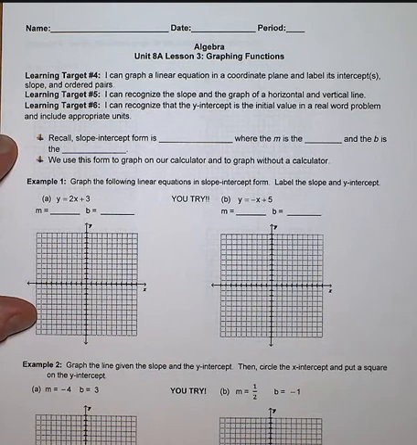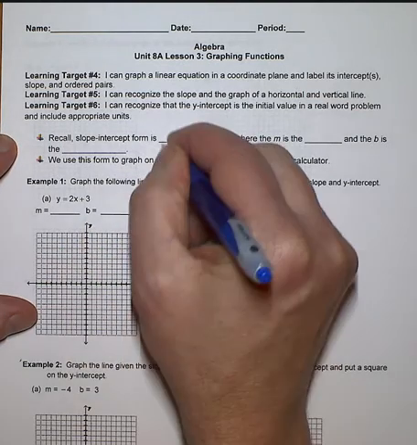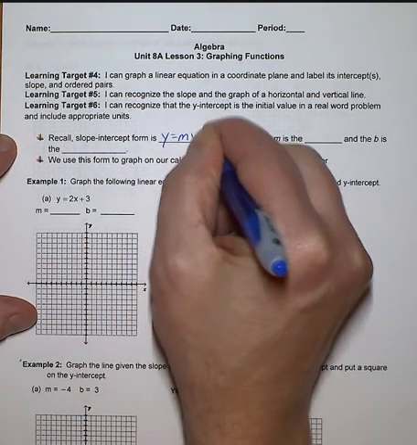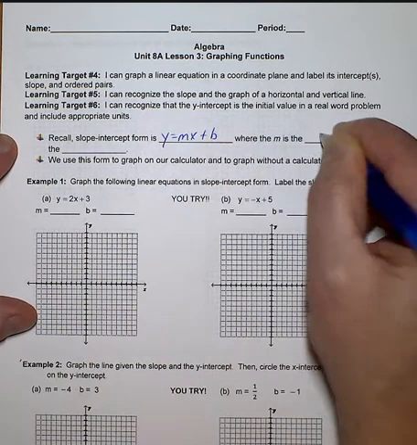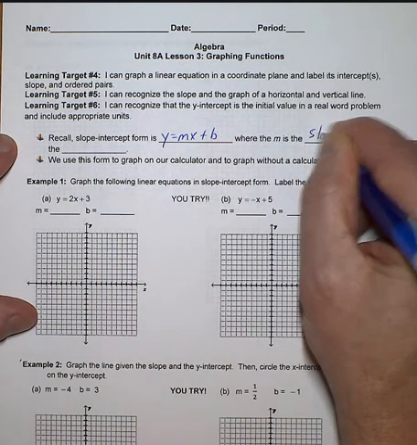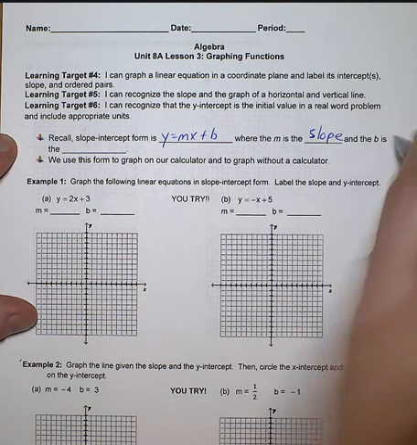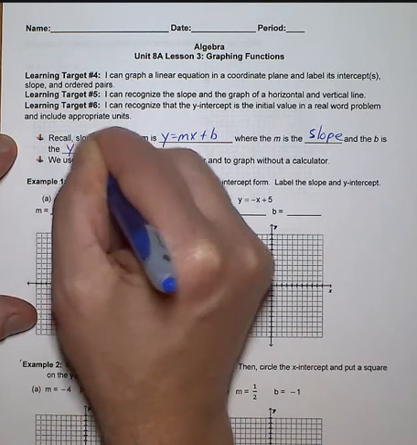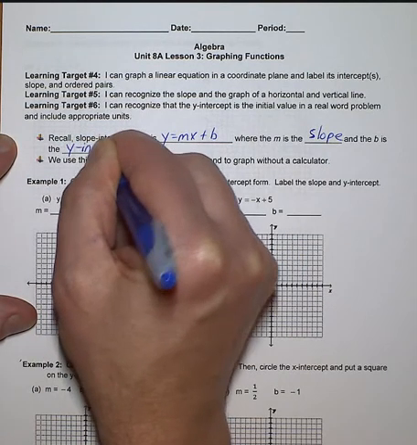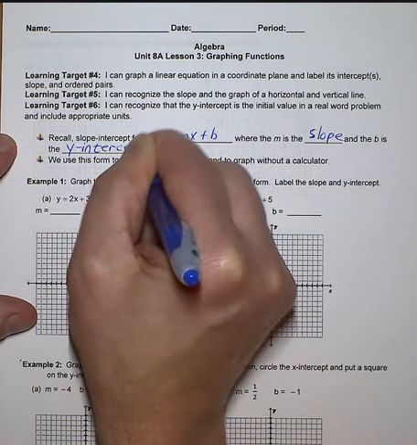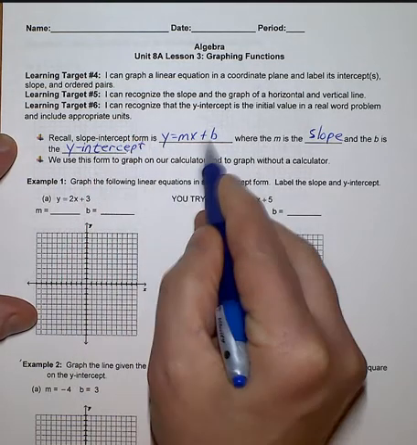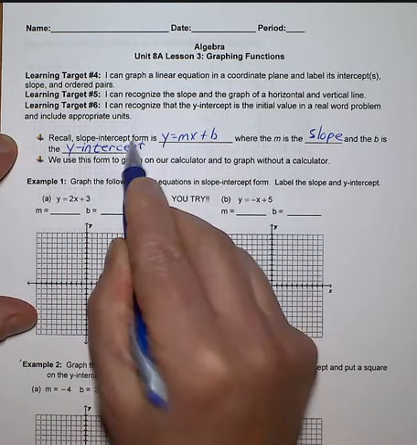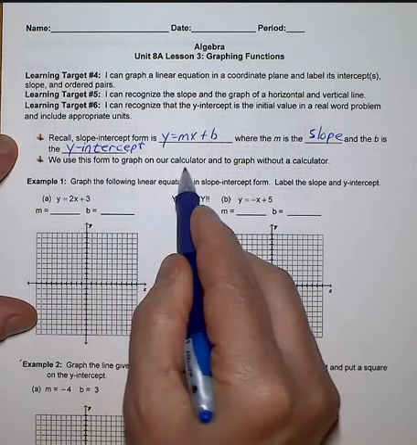So, recall, slope-intercept form is y equals mx plus b, where m is the slope and b is the y-intercept. M is the slope, b is the y-intercept. Slope-intercept form. We use this to graph on our calculator and without the calculator.